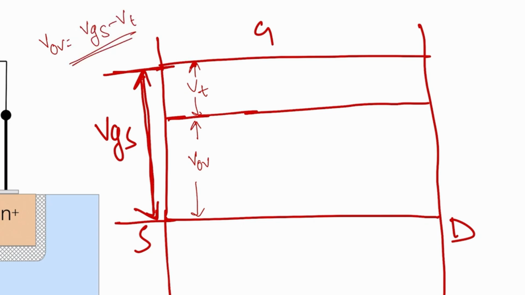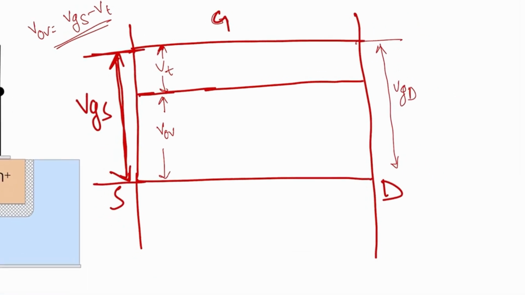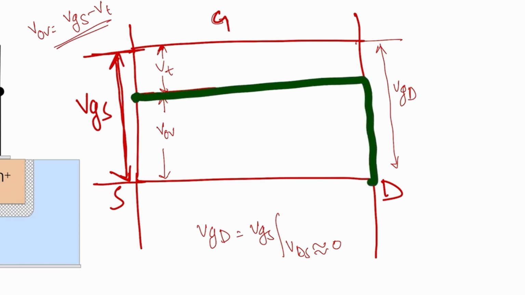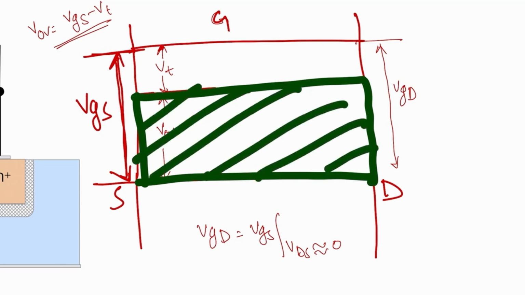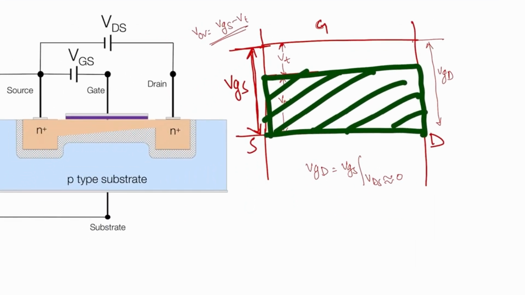Now let's think. This is the gate, this is the drain, and let's think VDS is 0. So the gate to drain voltage is the whole one, that is equal to VGS. What I showed you at that time, VGD is equal to VGS when VDS is approximately equal to 0. So you can see the channel, I will mark it as a green one. The channel will be this one. This whole will be our N channel in the drain to source terminal. Understand? Now I will draw another diagram.